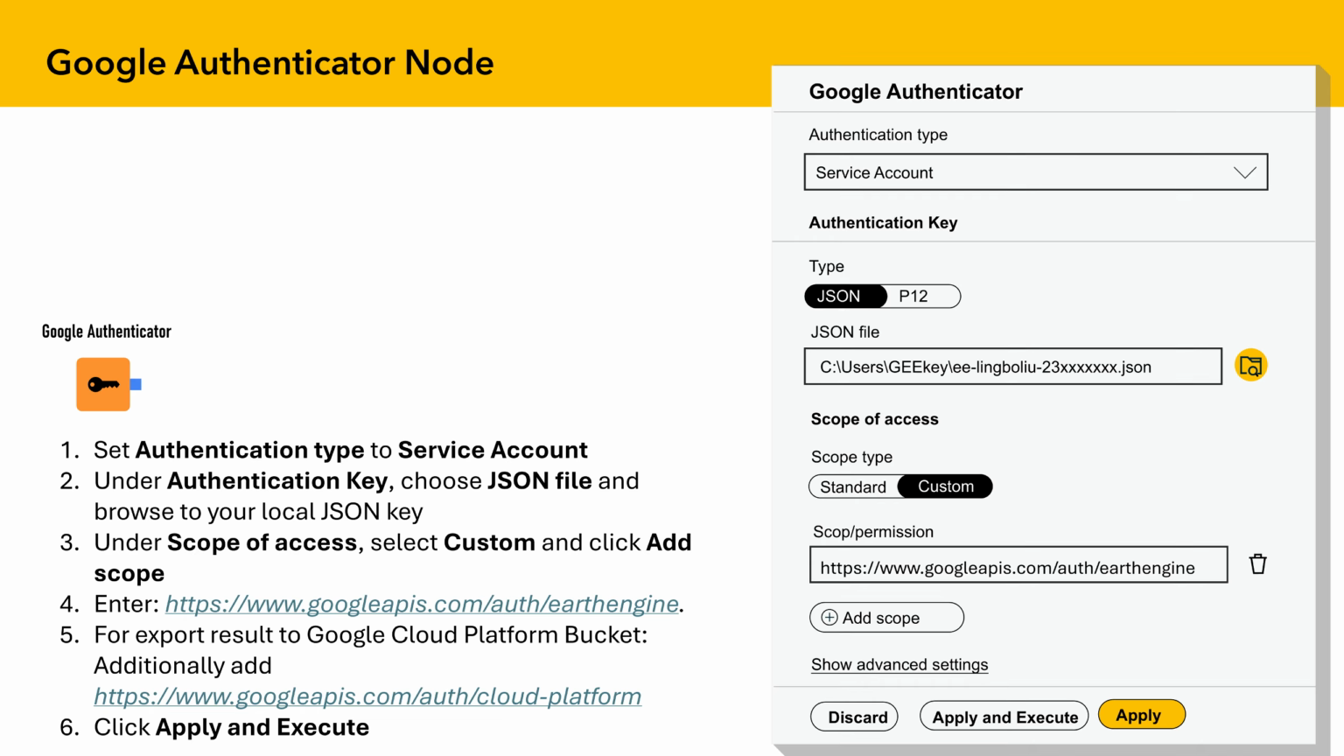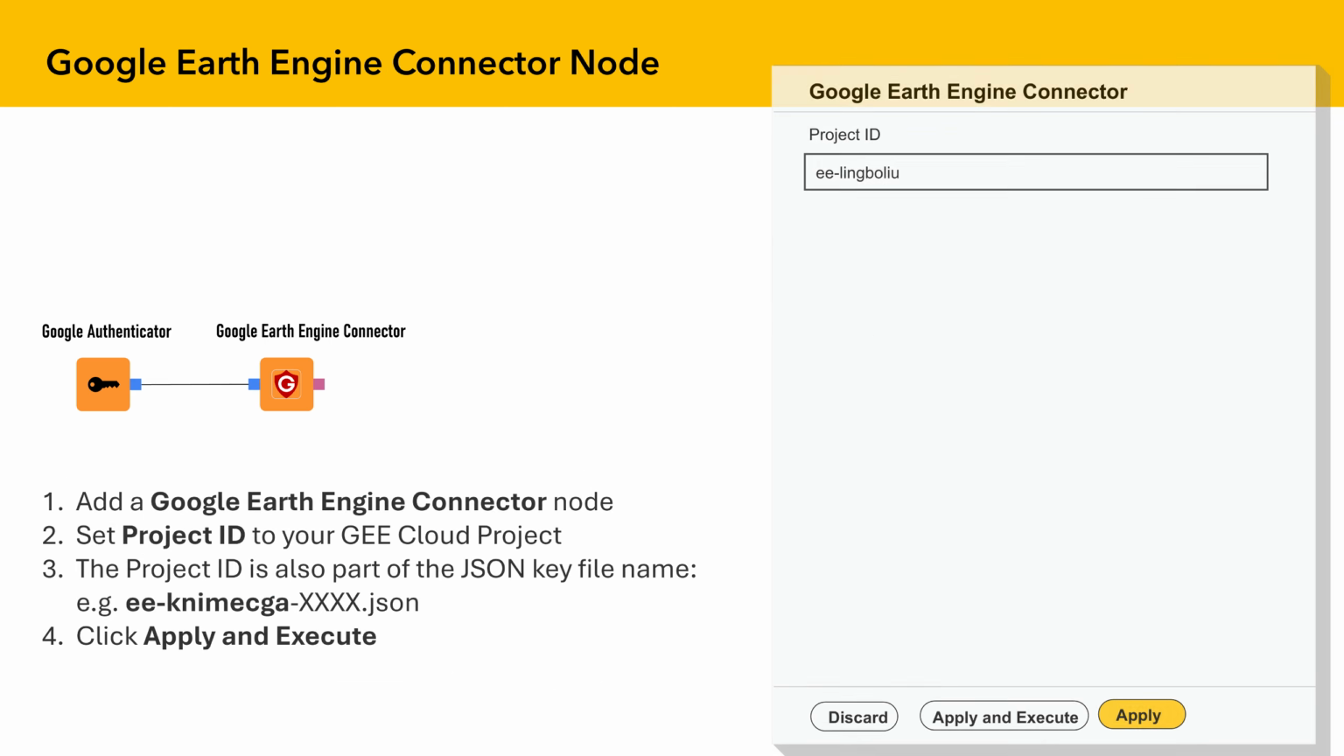Next, define the scope of access. Choose Custom and click Add Scope. Type https://www.googleapis.com/auth/earthengine. This scope allows the workflow to access Earth Engine resources. Click Apply and Execute to run this node. If the configuration is correct, the node will turn green and downstream nodes will receive a valid authentication token.